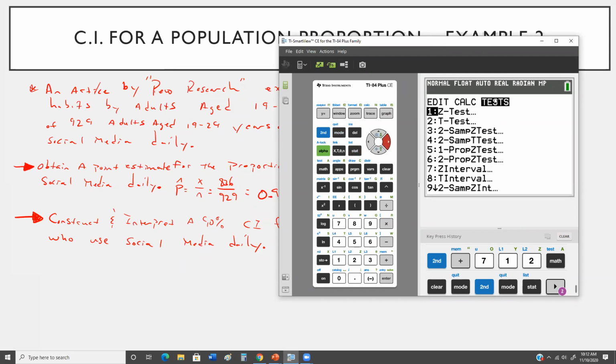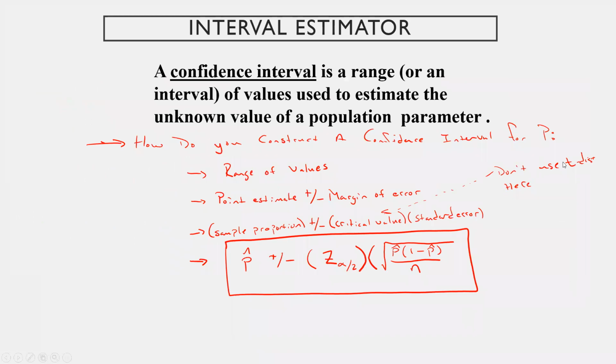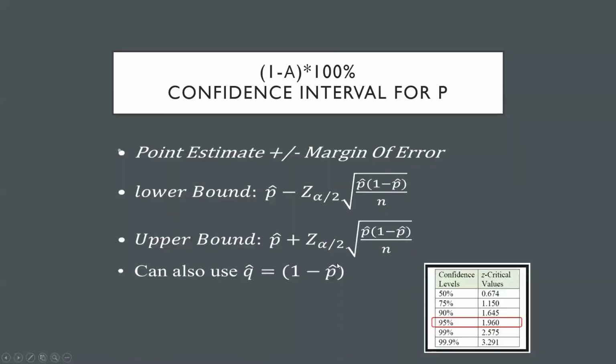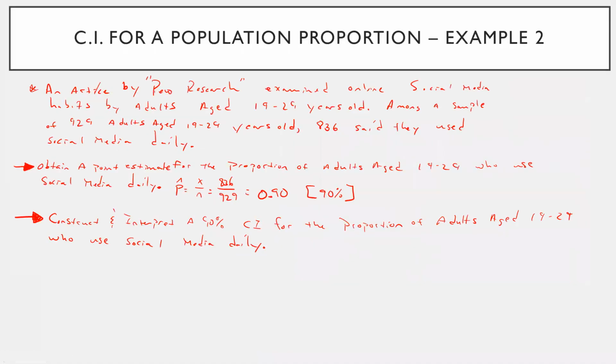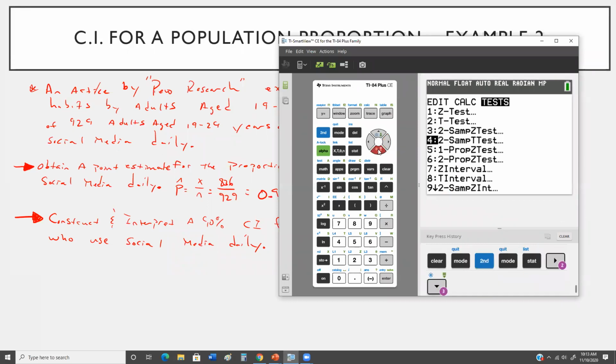When we started class an hour ago, when we were doing these intervals, we used option number 8, the T interval. Whenever you're dealing with a proportion, don't use T-stat here. You're using a Z critical value in these things, okay? So you're going to want option number 7, Z interval. Just hit enter.